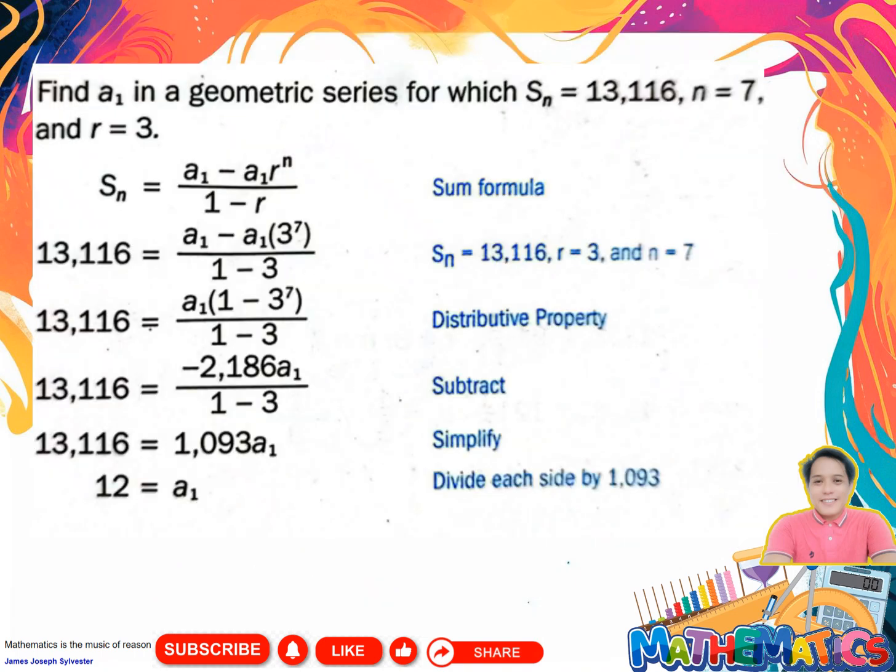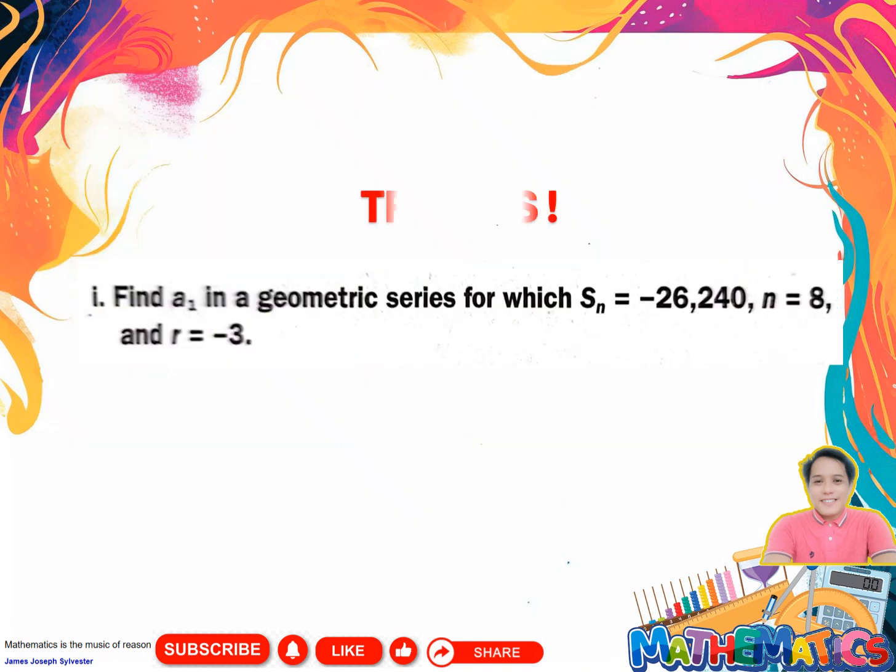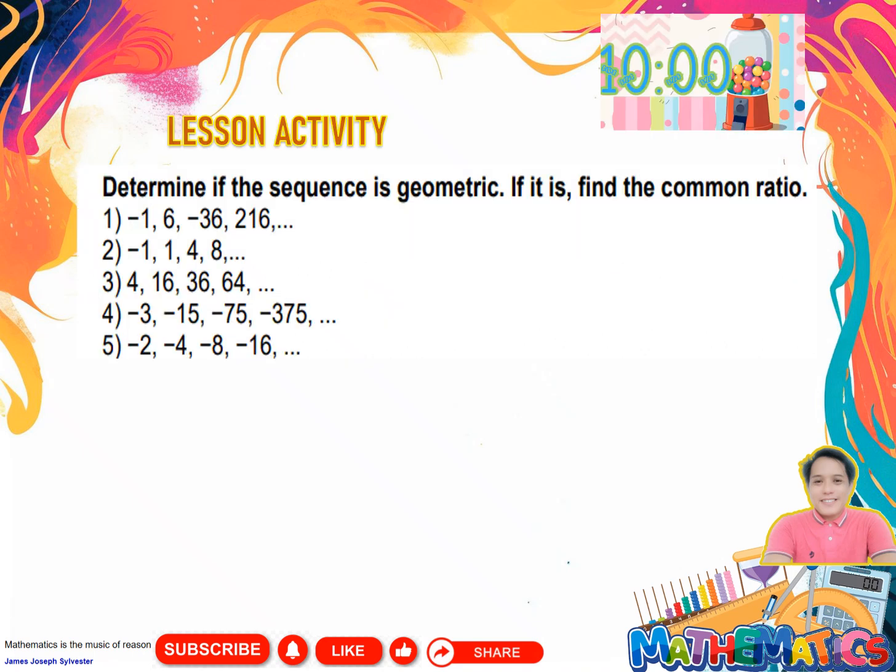For finding the first term in the geometric series for which S sub n is equal to 13,116, n is equal to 7, and r is equal to 3, we have the given formula. S sub n is equal to A sub 1 minus A sub 1 times r raised to the n divided by 1 minus r. Follow the formula and apply the data, and we will get the first term. Try this problem. Find the first term in the geometric series for which S sub n is equal to negative 26,240, n is equal to 8, and r is equal to negative 3.